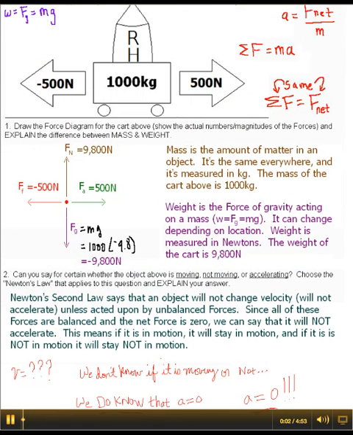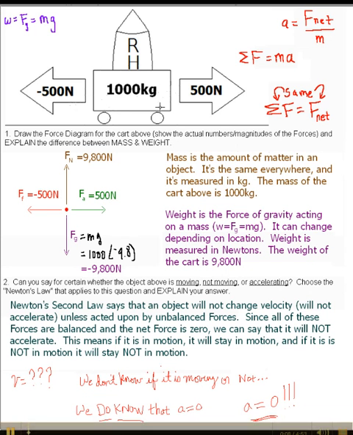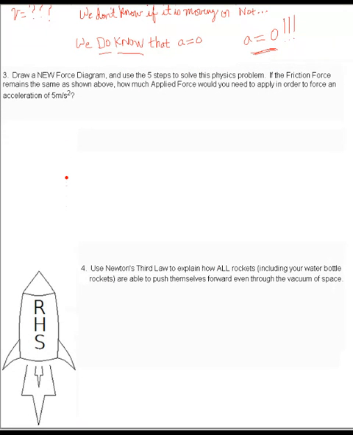This video is a continuation of the Newton's laws exam questions. We talked about this cart being pulled in this manner shown in the picture. Question 3 is going to now take the cart and we're going to try to do a physics problem where the acceleration is 5 meters per second squared.